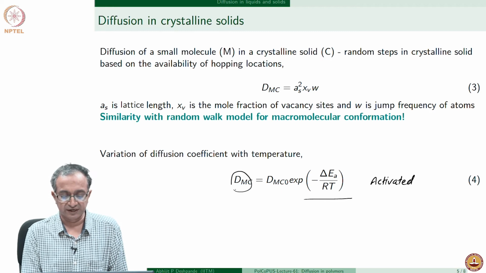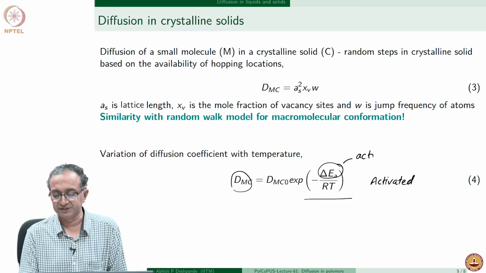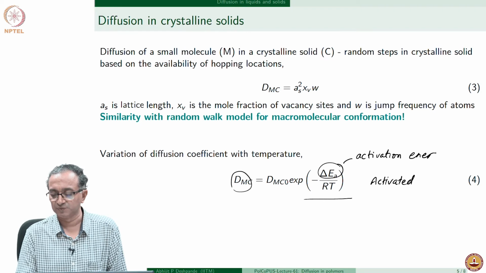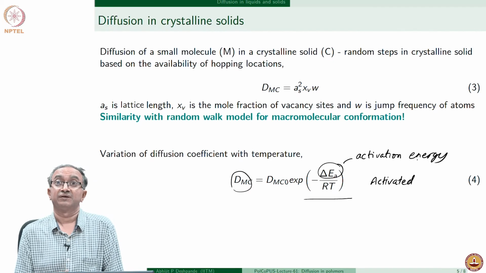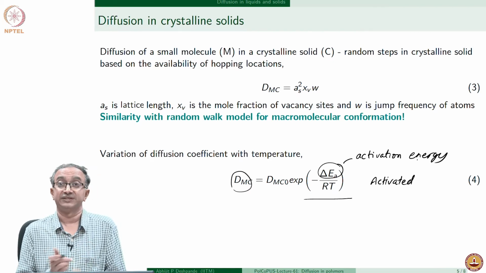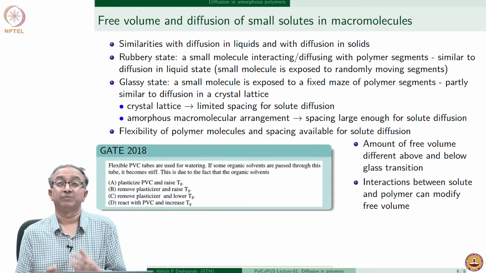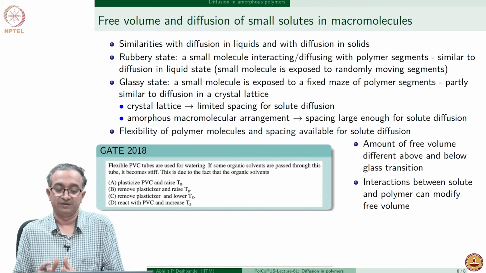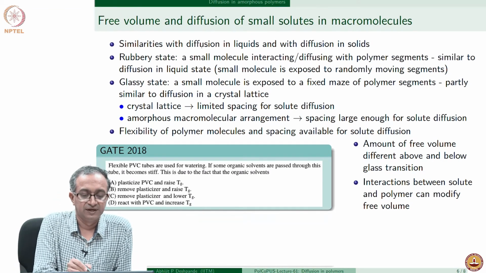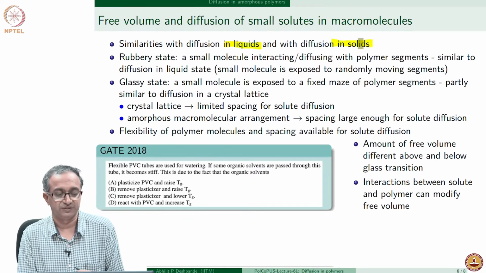And so, diffusion at any temperature will basically be dependent on some activation energy barrier, and an Arrhenius dependence is what is expected. This is very different compared to diffusion in liquids, where we saw the Stokes-Einstein relation. So, what is it in terms of diffusion in macromolecules? Macromolecular systems have similarities both with liquids and with diffusion in solids. So, we have some elements of diffusion in liquids and some elements of diffusion in solids.